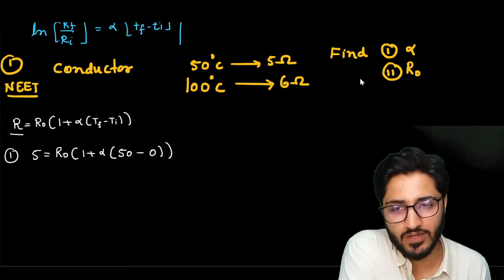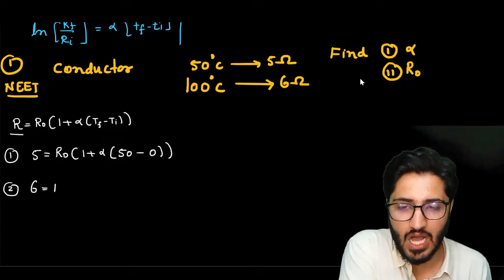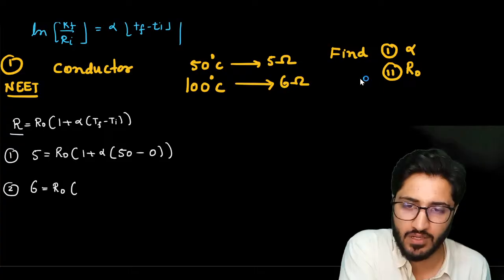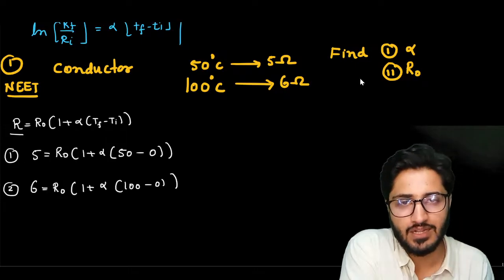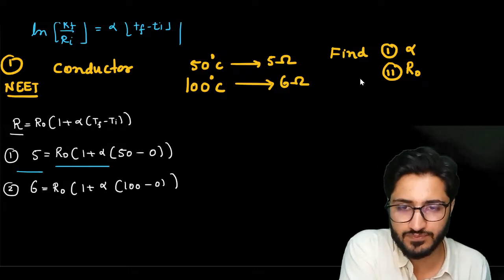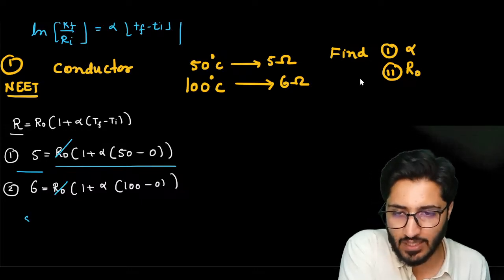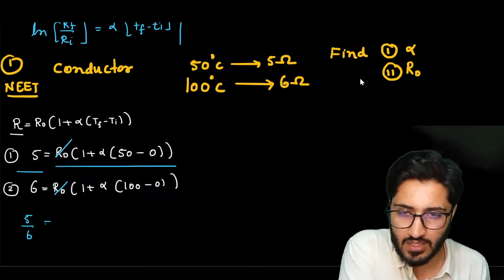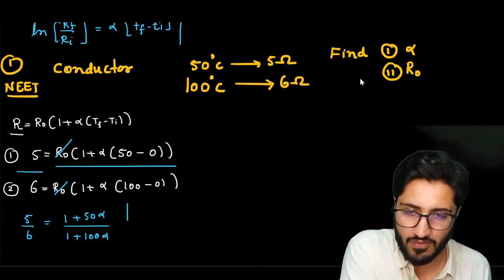Now for the second one, what to write? R is 6, same R naught, times 1 plus alpha times temperature 100 minus initial 0. Okay, let us divide these two equations now. Look, R naught cancels out. So I can write 5 by 6 equals (1 plus 50 alpha) divided by (1 plus 100 alpha). Now we will solve it.